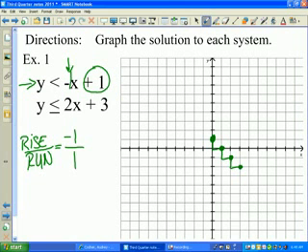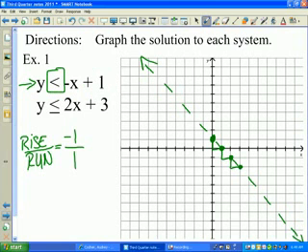But now, since we're dealing with an inequality, we need to figure out what type of line to draw, and I can tell that by my inequality. My inequality is less than. It's not less than or equal to. If you refresh your memory from graphing just one of these, when I have a less than, I should create a dashed line. The reason it's dashed is that we're not including the points that are on that line.